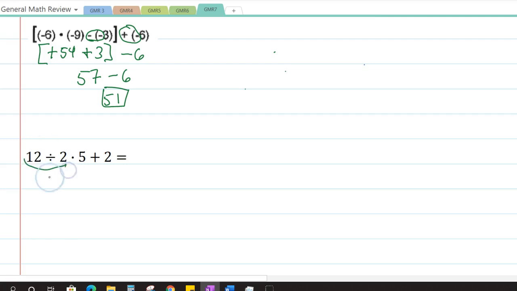12 divided by 2 is 6, times 5, plus 2. 6 times 5 is 30, plus 2. 30 plus 2 is 32.